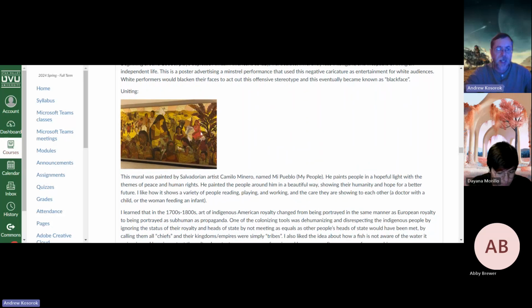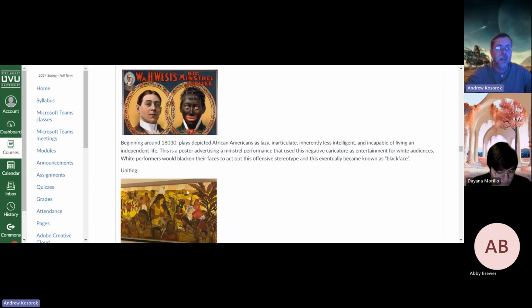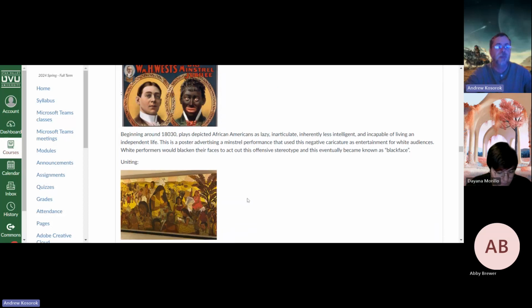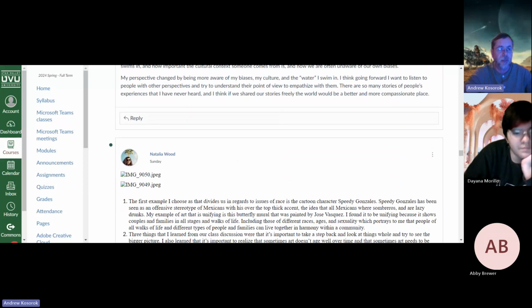And I love this mural, My People, where it shows all sorts of different individuals. And I think that's wonderful because you look at this top image, you look at the bottom image, and it is a completely different feeling. And the reason it's a completely different feeling is that it's a completely different reason for creating the art. And I love that comparison. I think it's beautiful.